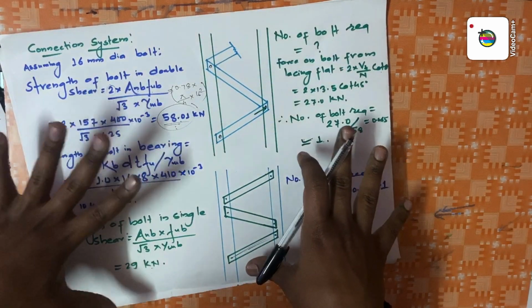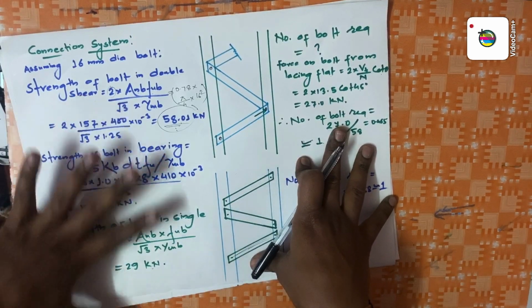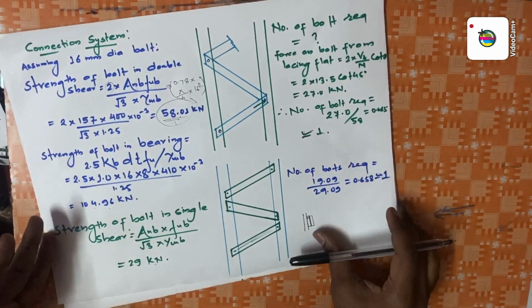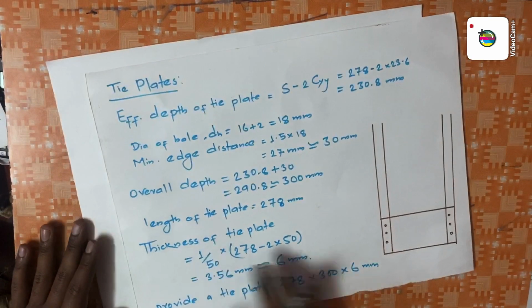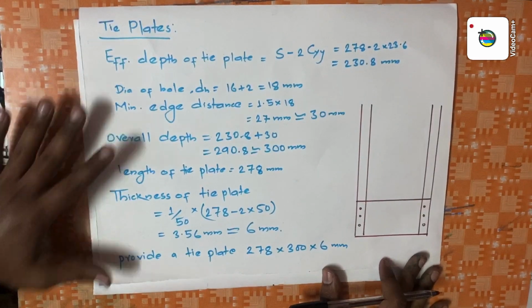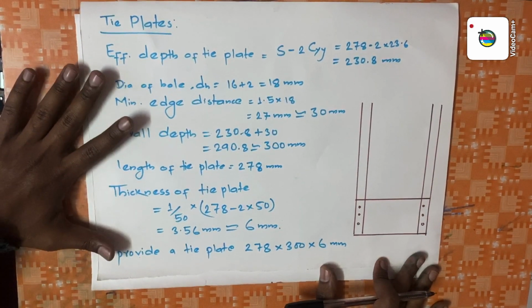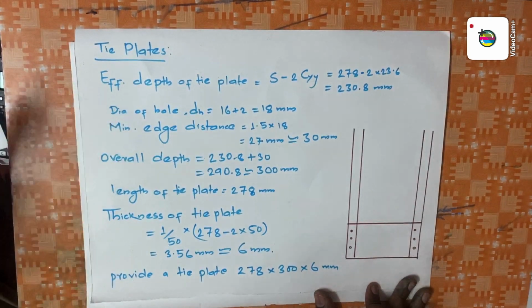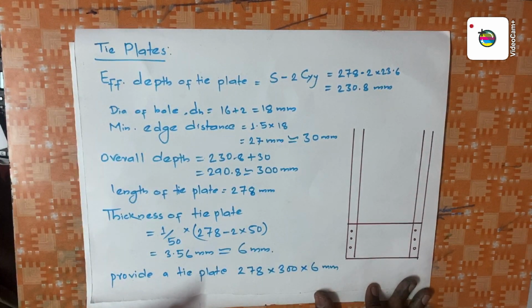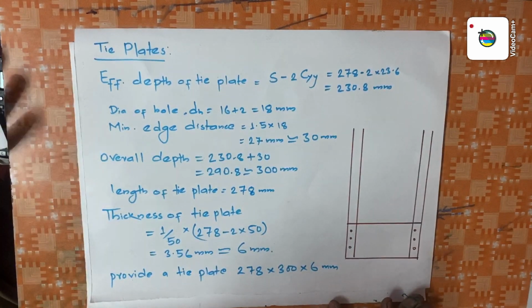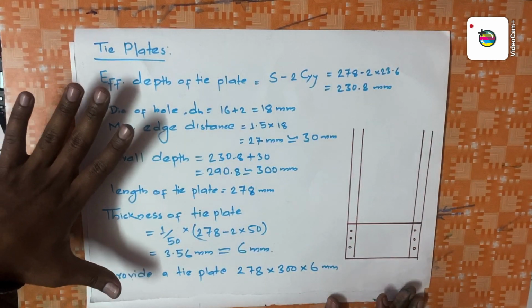Now this is the connection system. I know this numerical is too long, so there is one more step left, that is the final step, tie plate. This portion will help you to solve numericals in the batten system too, because there is a lacing part and a batten part in this compression member. So it has just got a formula.